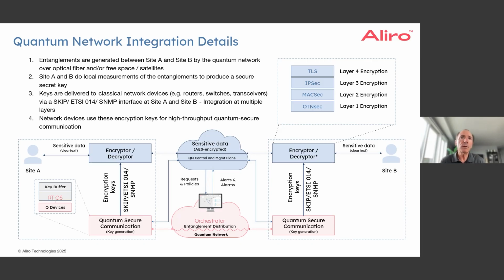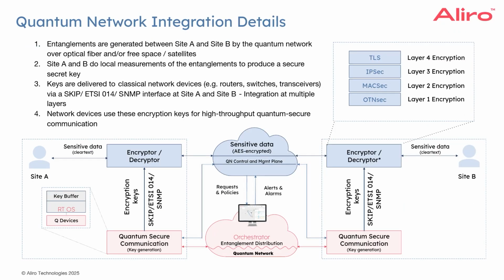Now here we've got some details of an actual implementation, and the key point of this slide is that when you strengthen your network security with an entanglement-based channel for the generation of keys, you don't have to throw out the classical high bandwidth encrypted network that you already have.